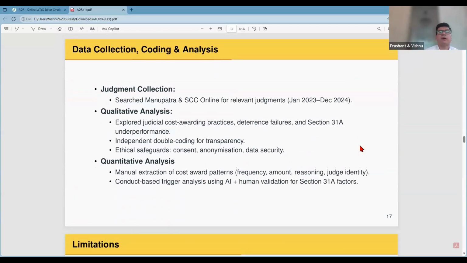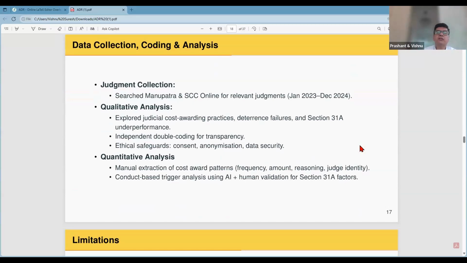Okay, then the judgment collection was done with the help of Manupatra and SCC Online for relevant judgments and orders. For qualitative analysis, we explored the cost awarding practices and deterrence failures. So we asked those sort of questions to the stakeholders. If they award cost, or if the cost was imposed in their matters, why or why not?